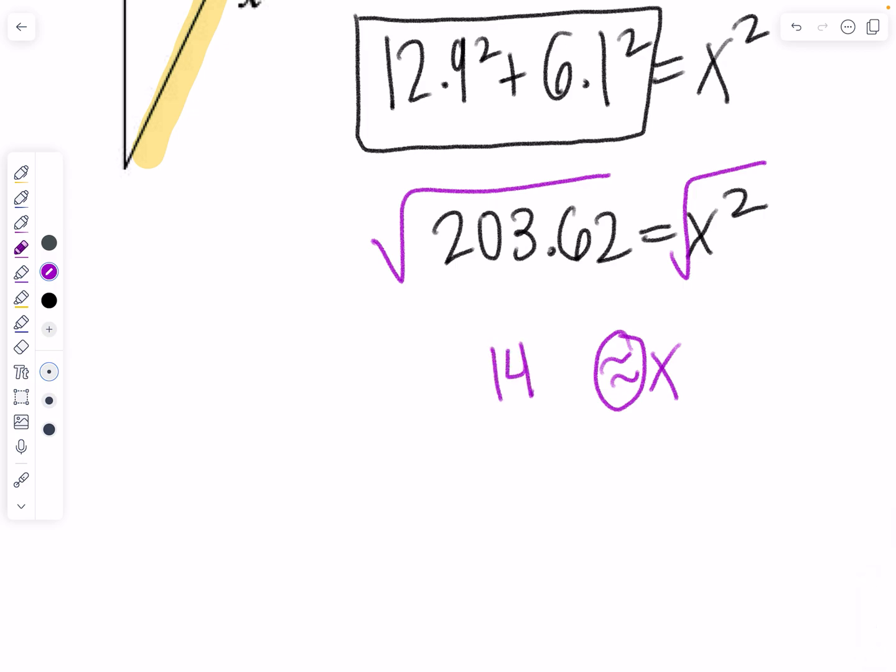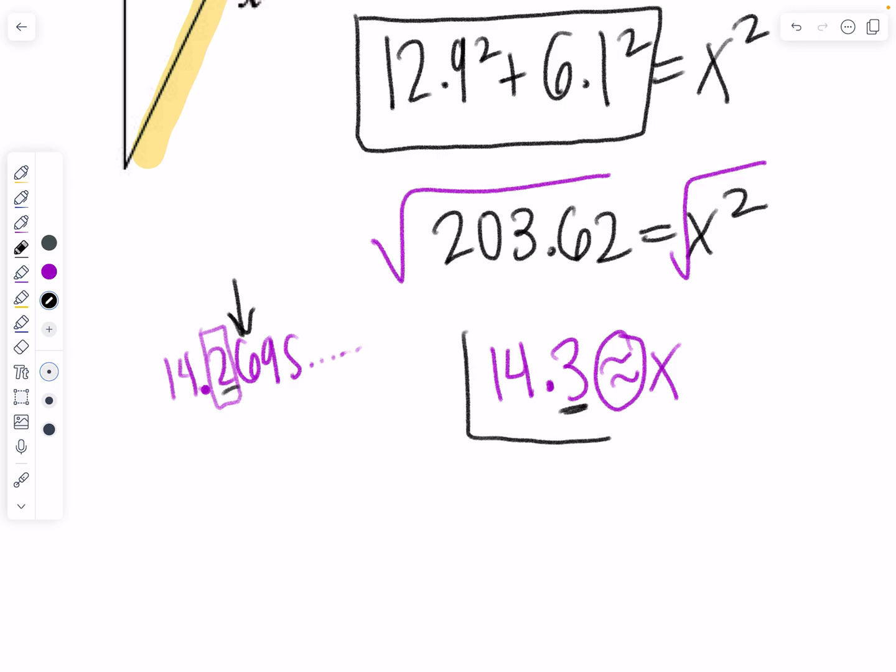That's about 14.3. What pops up on your calculator is 14.2695... It keeps going. So this is the tenth. So this 6 tells us to round this 2 up to a 3. So it's about 14.3.